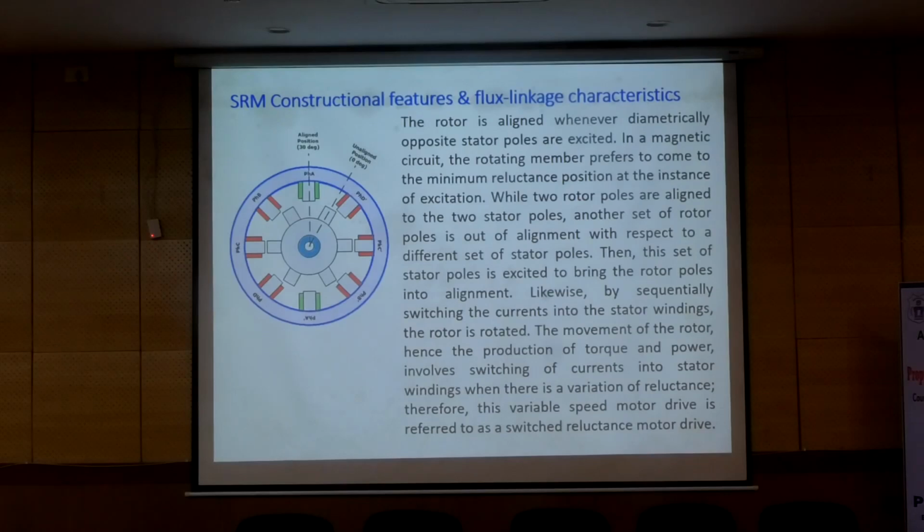There is a variation of the currents into the stator windings when there is a variation of reluctance. Therefore this variable speed motor drive is referred to as the switched reluctance motor drive. Hence it is very widely used, applicable for a wide range of variable speed applications.